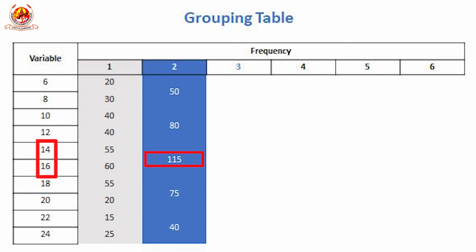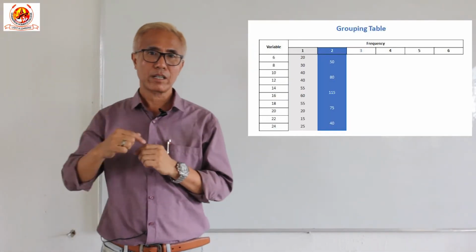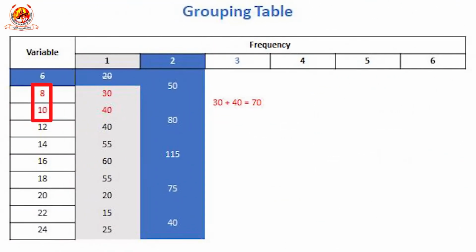Now let us come to the third column. In this third column, let us leave off the first row, the 6. Then let us begin from the second one. We select 8 and 10 and find their two frequencies, 30 and 40. Adding them together we have 70.